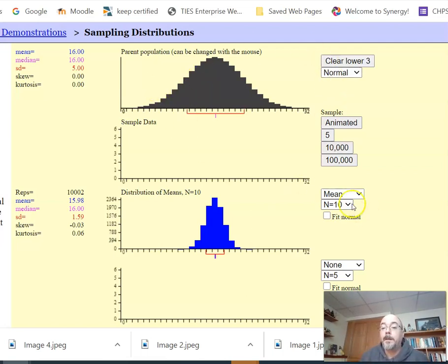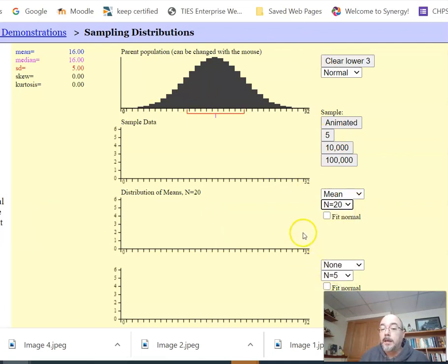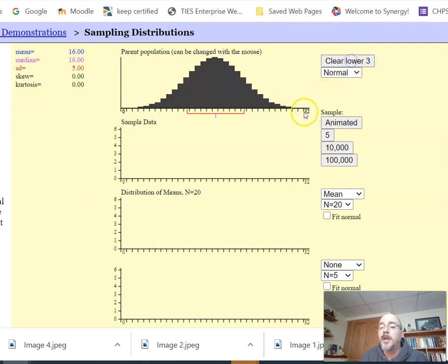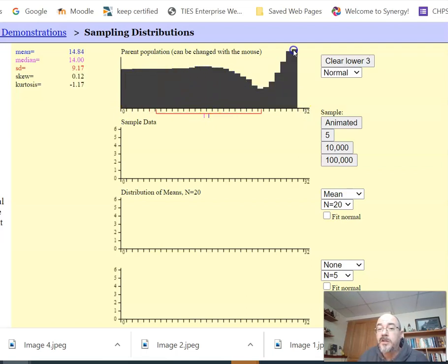Now, if I did a sample size of 20, here's 10,000. Look at how skinny that got. Now, this is what's cool. The population, ladies and gentlemen, doesn't have to be normal for that to happen. I could make a population that looks like this. Look at that. That is definitely not normal, right? Definitely not normal. Watch this.